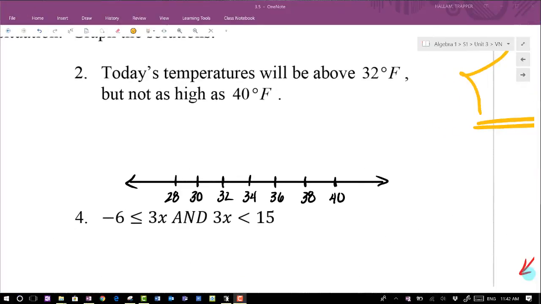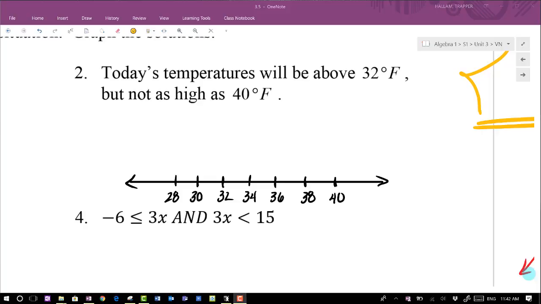Hello and welcome to some examples on compound inequalities. So the first example here is just asking us to write a compound inequality for the situation described above. Today's temperature will be above 32 degrees Fahrenheit, but not as high as 40 degrees Fahrenheit.